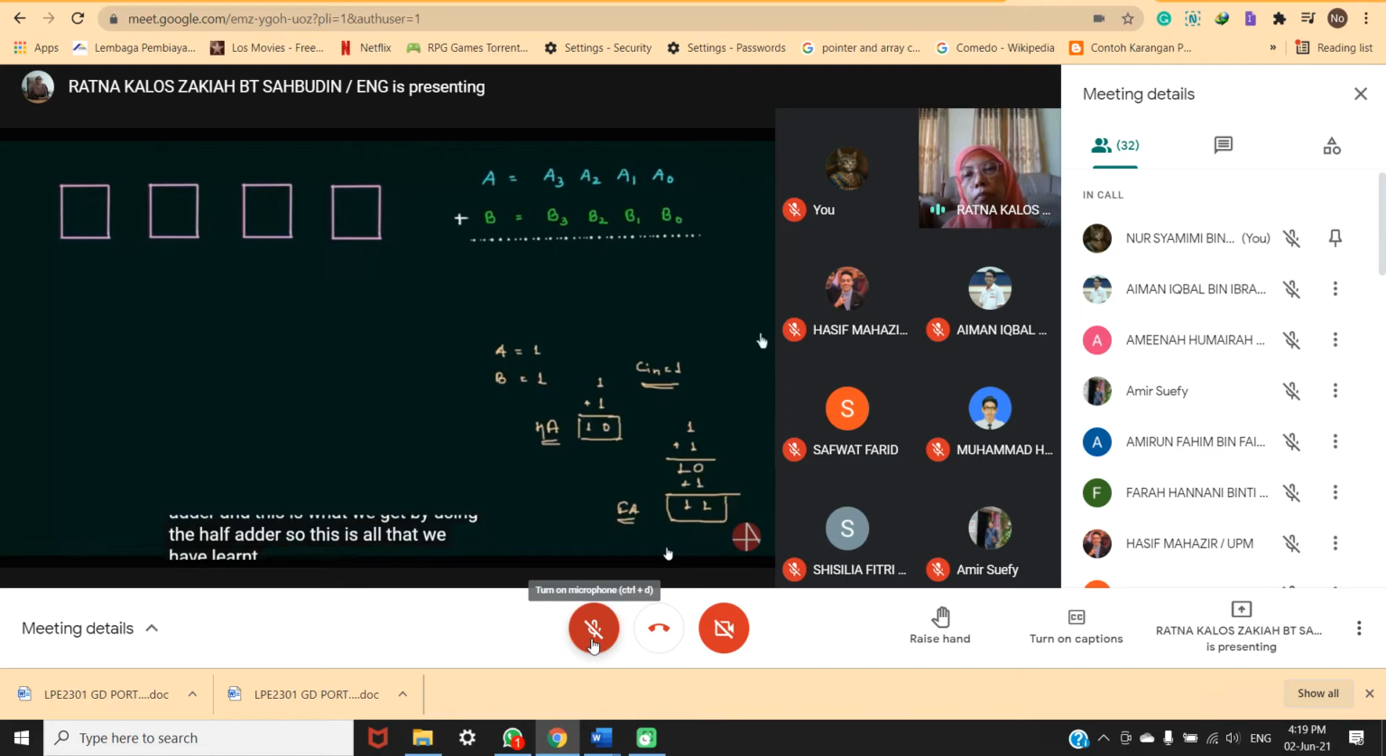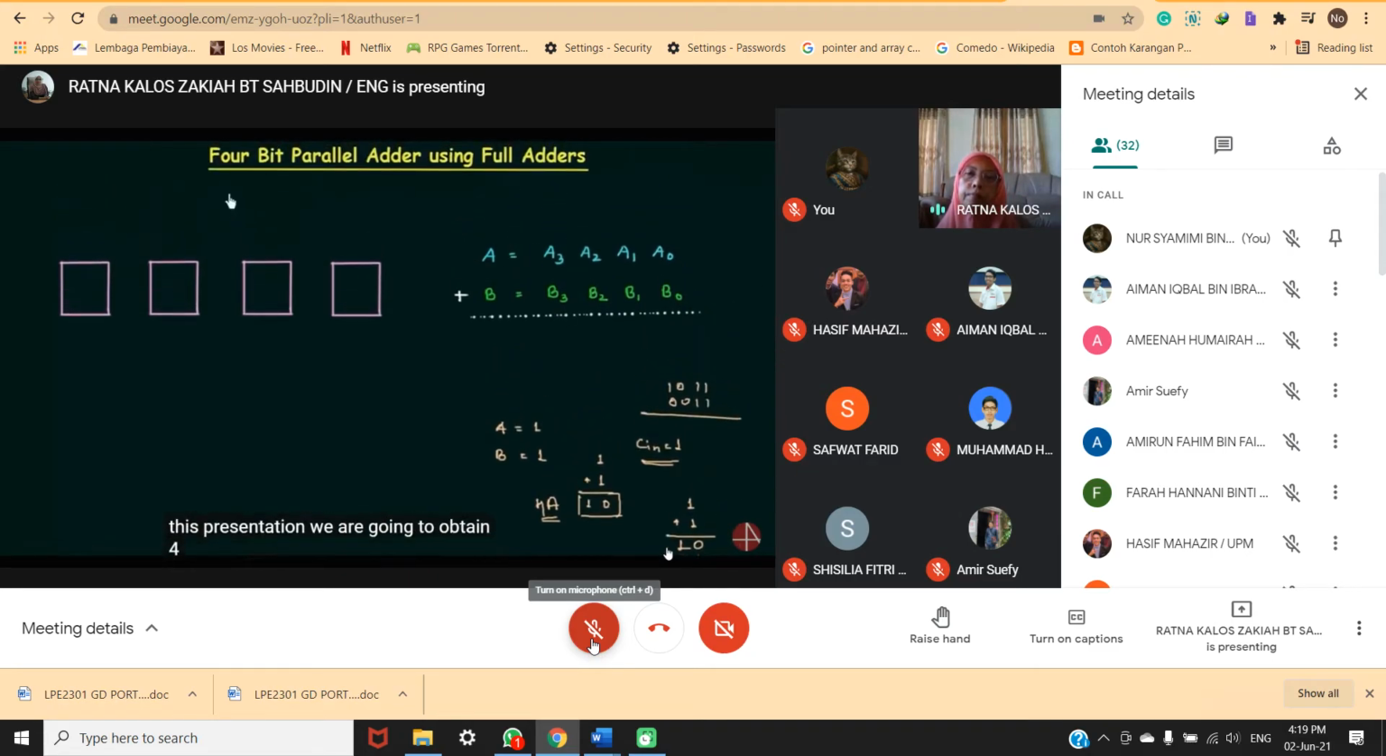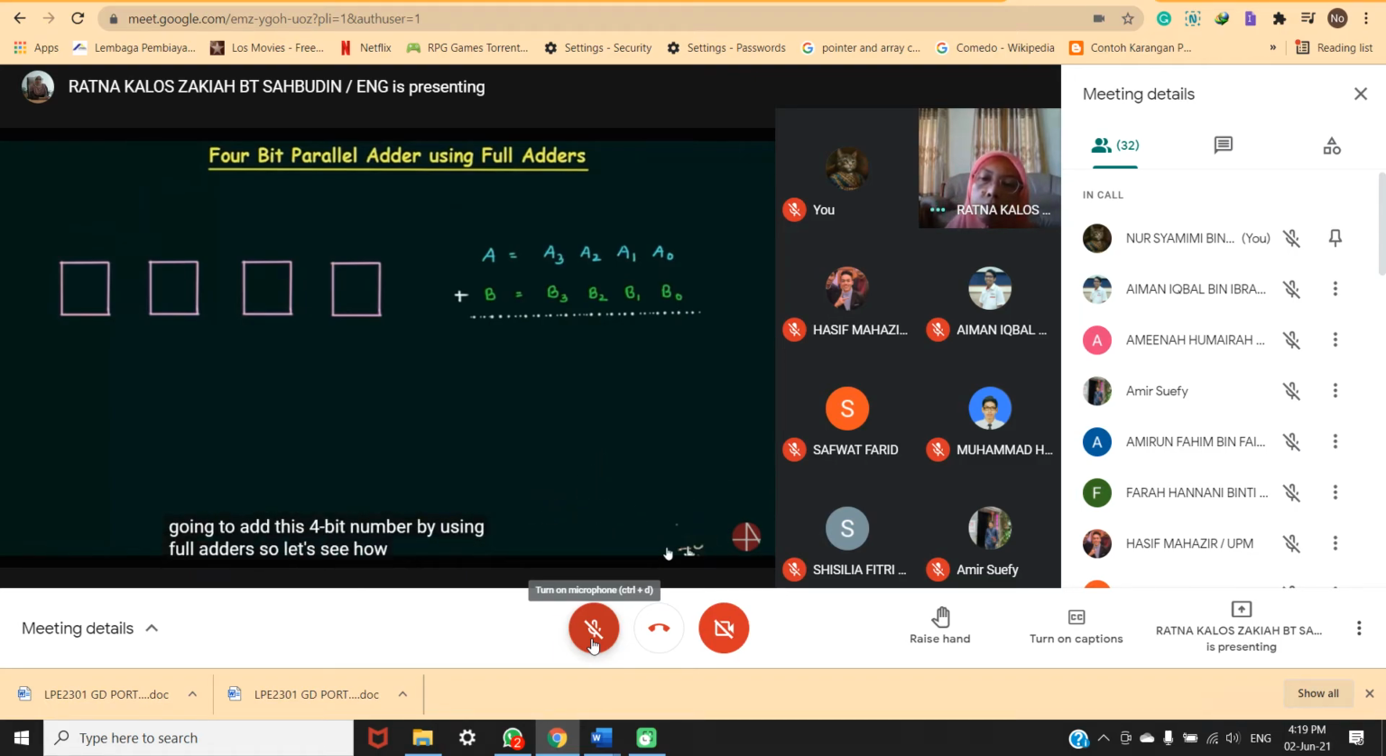So this is all that we have learned till now. We have only added single bit numbers. We have not added multi-bit numbers like 1011 and 0011. We have not added two multi-bit numbers, and that we are going to do in this presentation. We are going to obtain a 4-bit parallel adder by using full adders. So we will add two numbers A and B, both having 4 bits. A is equal to A3, A2, A1, A0. A3 is the MSB, A0 is the LSB, and B is also a 4-bit number. So we are going to add these 4-bit numbers by using full adders. Let's see how to do this.